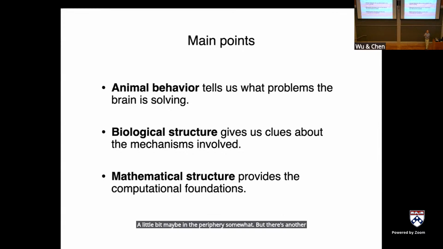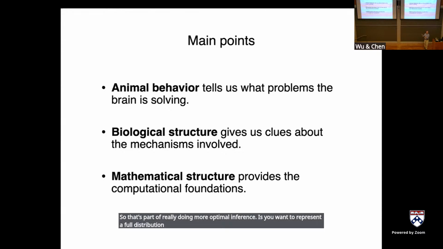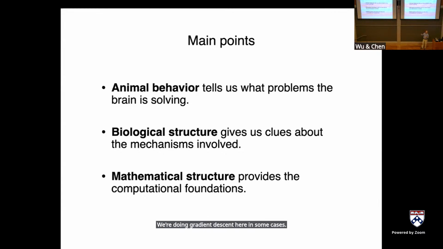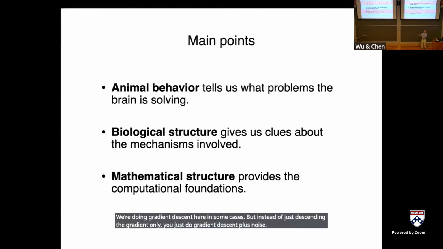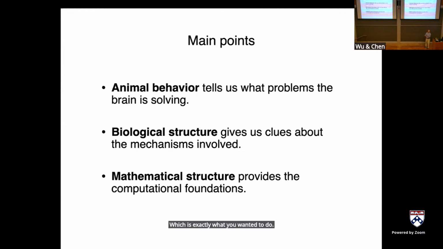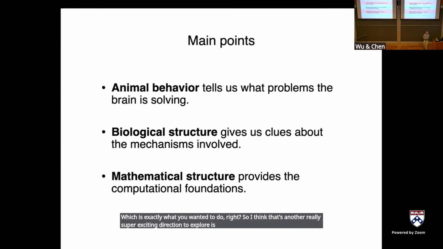But there's another very interesting side to that question, which is how do you exploit noise? There are all sorts of natural sources of noise and variability in the brain. And there's lots of interesting work now showing how you could think of this noise as a way of sampling from probability distributions. That's part of doing more optimal inference, where you want to represent a full distribution. So people like Máté Lengyel have been proposing models that use Langevin dynamics. It's basically doing something like gradient descent, but instead of just descending the gradient, you do gradient descent plus noise. And the remarkable thing about Langevin dynamics is that when you do gradient descent plus noise, you are sampling from a posterior distribution, which is exactly what you wanted to do, right? So I think that's another really exciting direction to explore: one way that the brain can exploit the sources of noise internally.